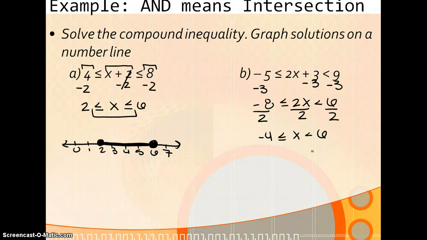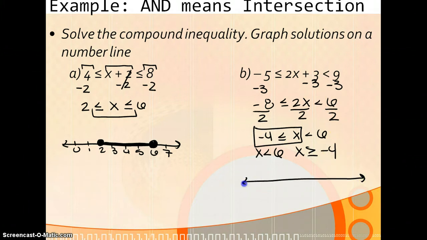Now, let's say that you're still not understanding why the number line looks the way it does. Well, you can take this inequality and split it up into two inequalities to see the visual. We have x is less than 6, that's this portion here, and then we also have this portion, which would be x is greater than or equal to negative 4. So if we wanted to graph this on a number line, make it longer.